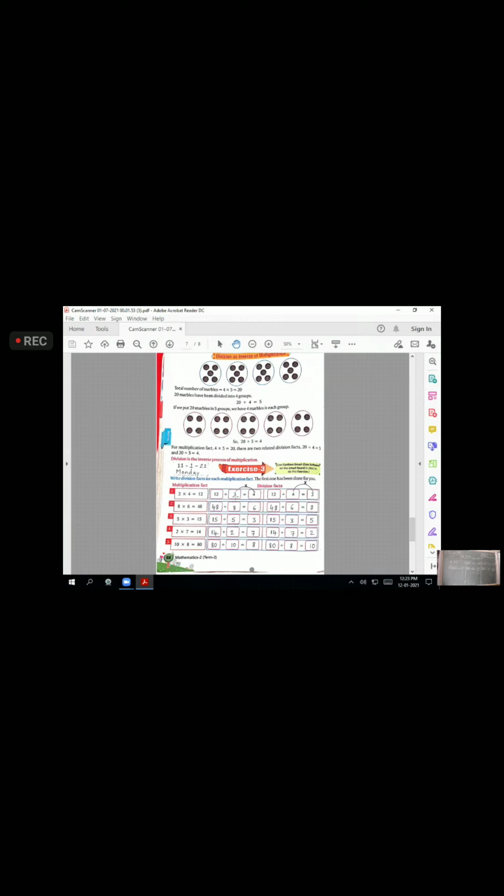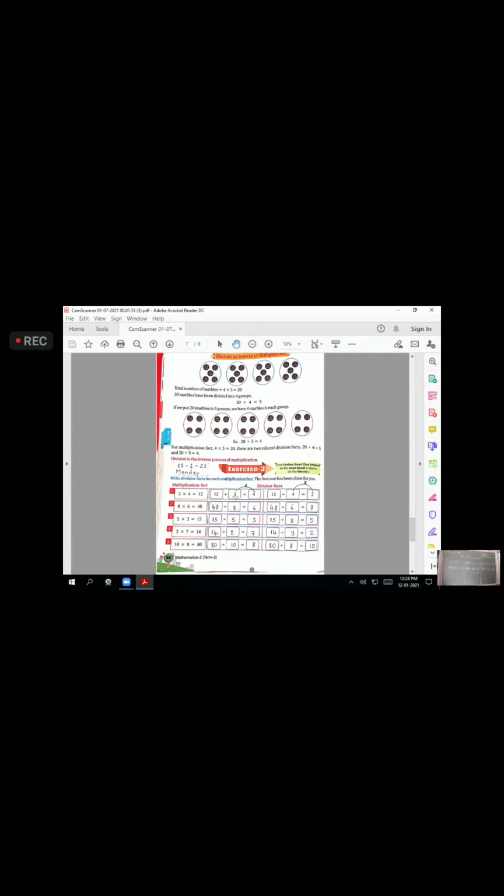Yesterday I taught this and I gave 4 and 5 as homework. Now I made you check it in the class. If anybody did not write, you have to mark it incomplete. Have you taken the screenshot? Okay, till here I taught.